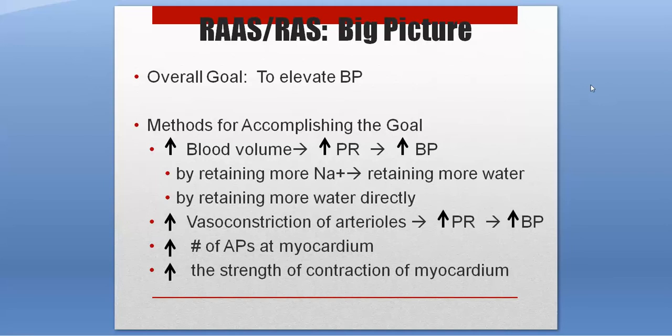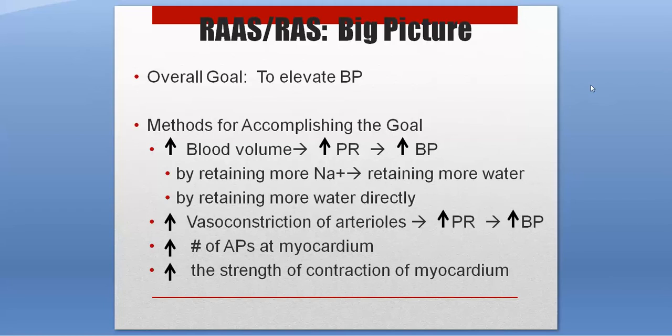One is by increasing blood volume. That's going to lead to an increase in peripheral resistance, resistance being the opposition to blood flow. An increase in peripheral resistance is always going to lead to, or should always lead to, an increase in blood pressure by the heart. So to increase blood volume, there's a couple of ways to do that and several hormones that do it.